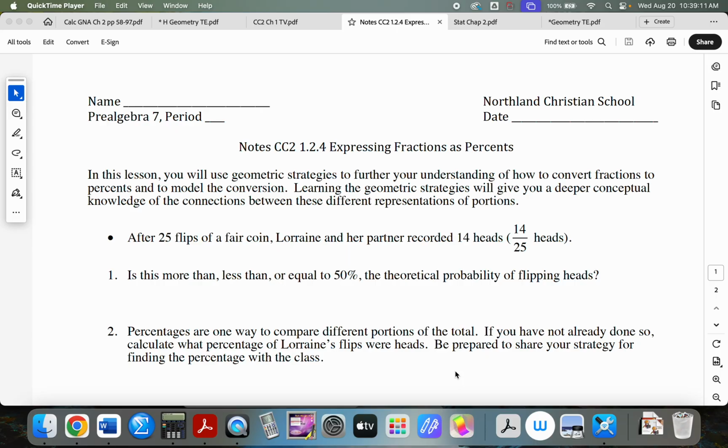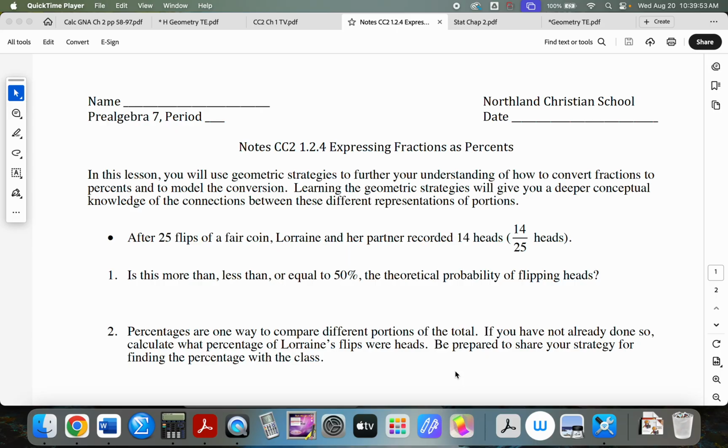So in this lesson, we're going to take a slightly different tack than you may have before, and we're going to look at geometric strategies to help you understand how to convert fractions to percents and how to model the conversion. I find that a lot of times students, especially students like yourselves that are smart, are really good at learning the procedure for doing something. Oh, the way you do this is you do these steps and the answer pops out. What I find is sometimes missing is an understanding of, well, why in the world do you do that? So we're going to try and fill that in a little bit today.